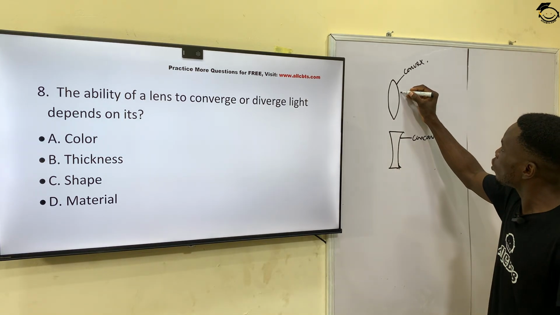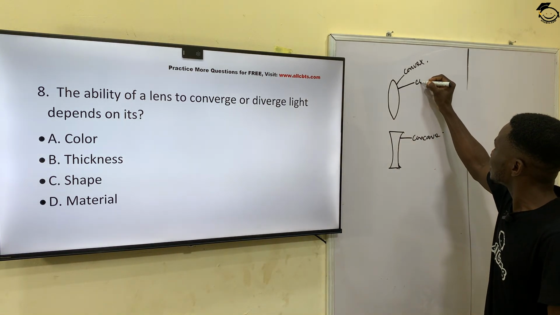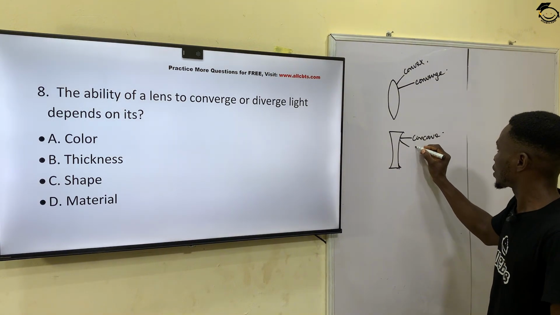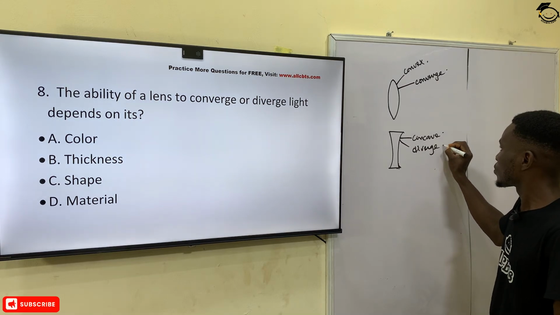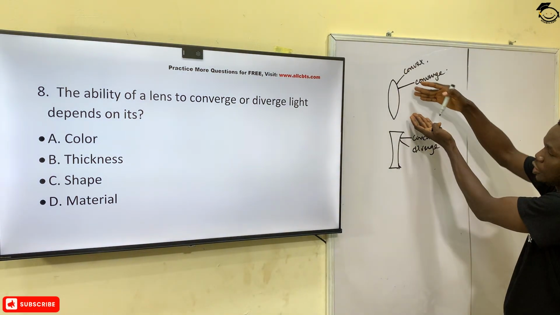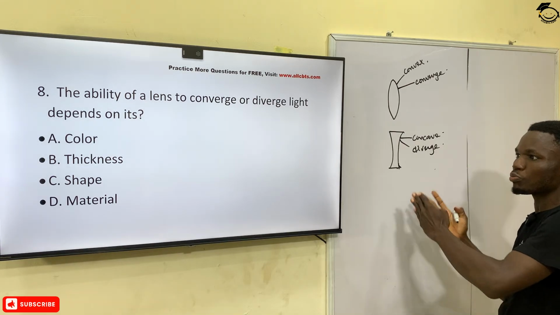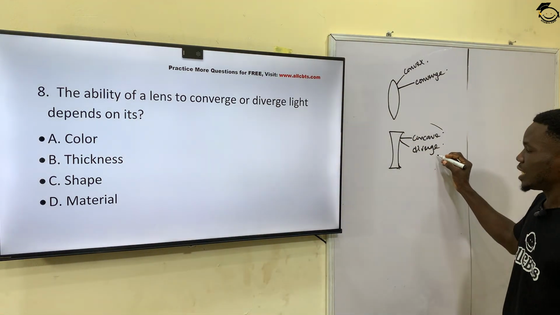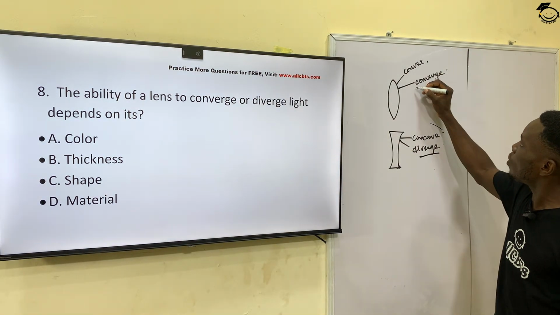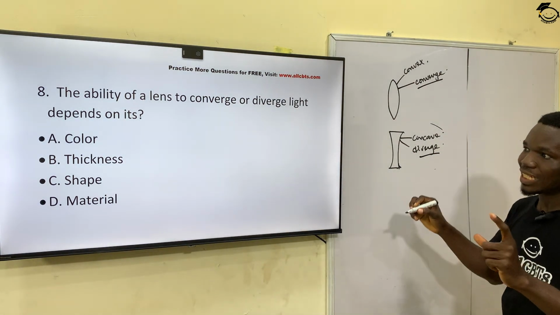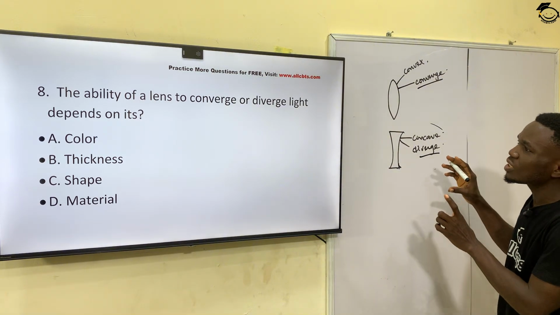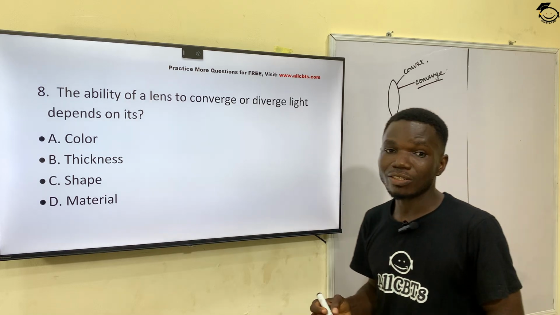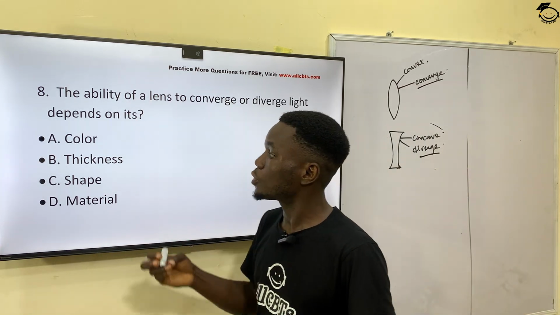So this is able to converge light. So this converges and this diverges. Converge means it is bringing it to a point. To diverge means it is spreading out from a point. So your concave lens diverges light rays, while your convex lens converges light rays. So the ability to converge or diverge light is based on their shape. It is their shape that allows them to do this. And that is option C.